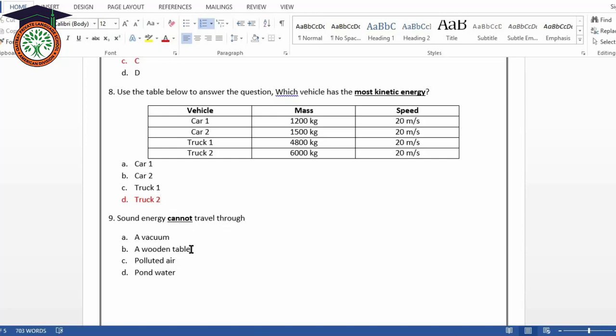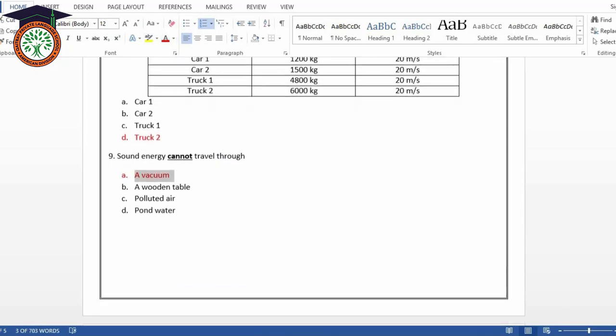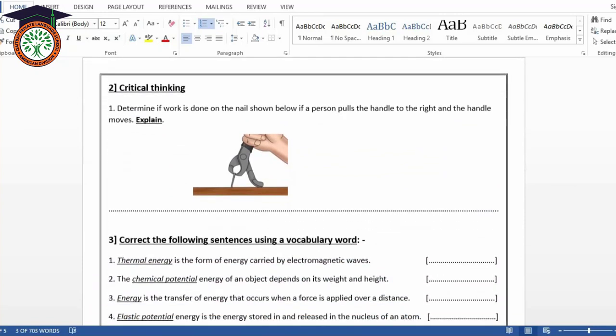Question number 9. Sound energy cannot travel through vacuum, wooden table, polluted air or pond water. Yes, sure, we know that in the vacuum or the space, the sound cannot travel through it.